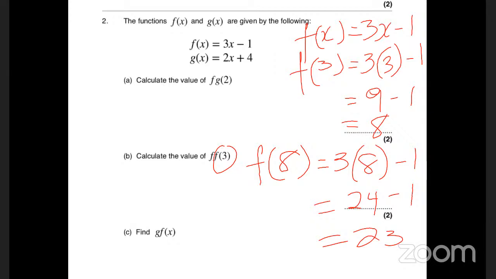Three eighths, 24 minus 1. 3 times 8 is 24, minus 1. Yeah, so that's what we got for that one.